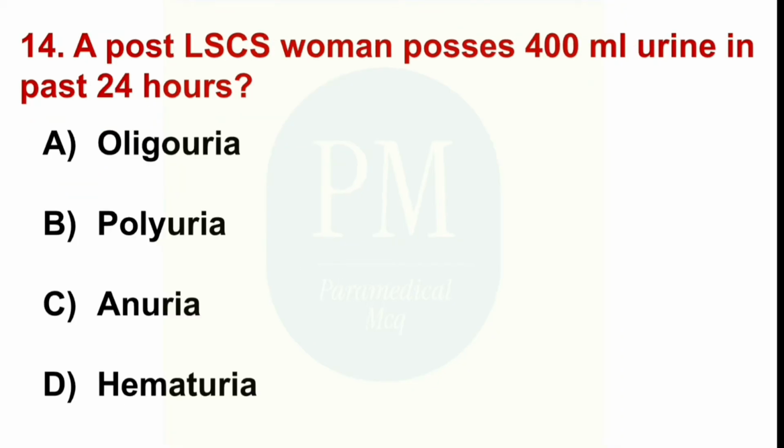A post-LSCS woman passes 400 ml urine in the past 24 hours. Option A. Oliguria. Option B. Polyuria. Option C. Anuria. Option D. Hematuria. The correct option is option A. Oliguria.